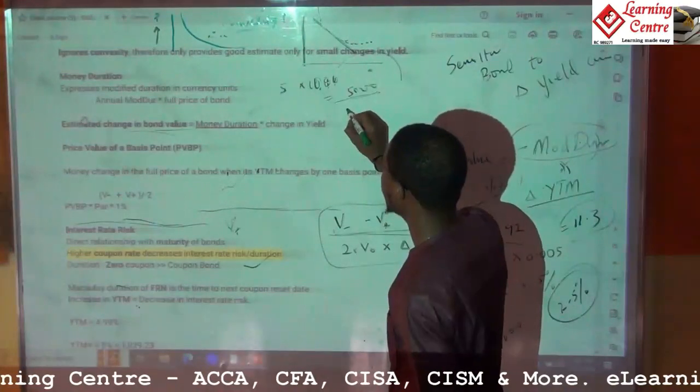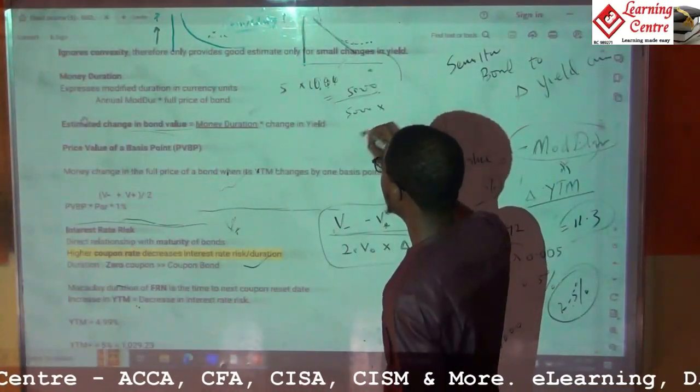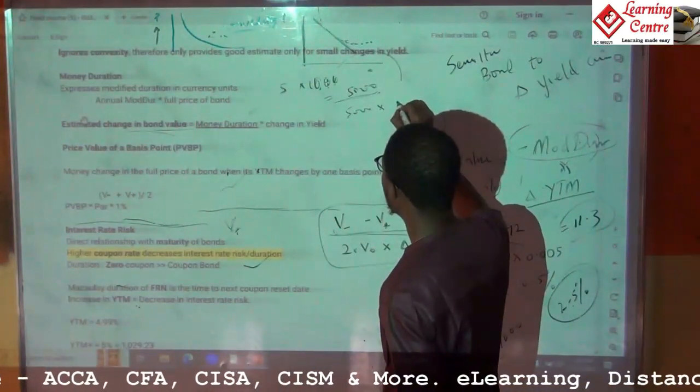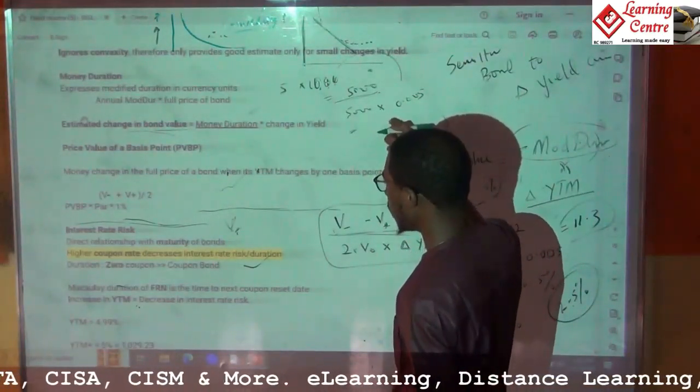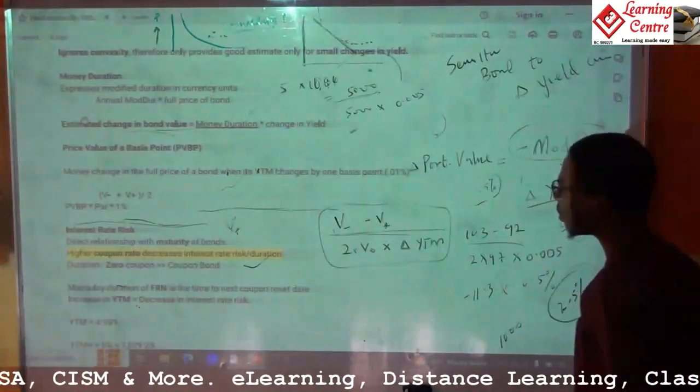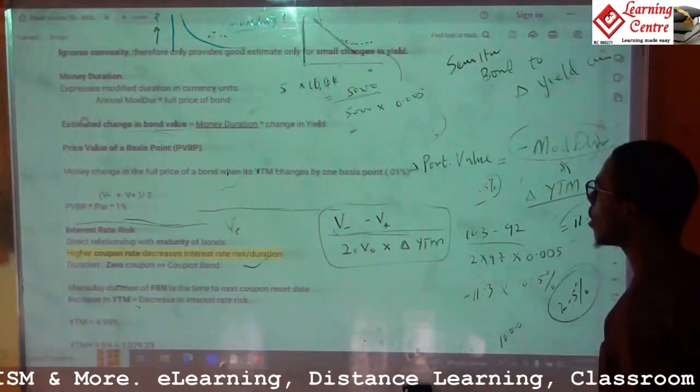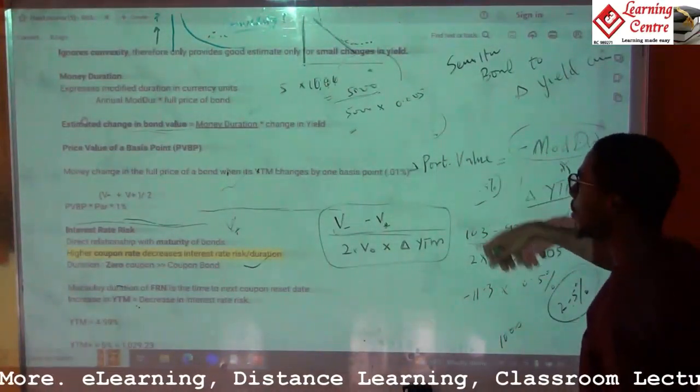So that will be 5,000 money duration times the change in yield, 0.005. So I can take that and come back to the percentage change that I got. I can do that.